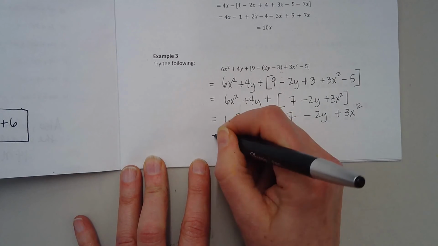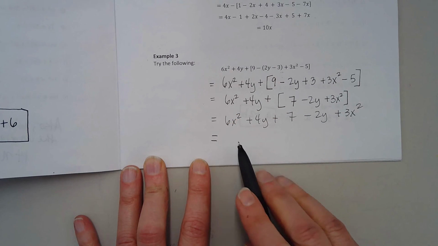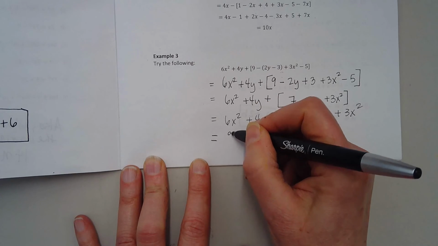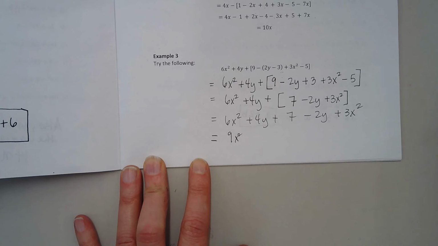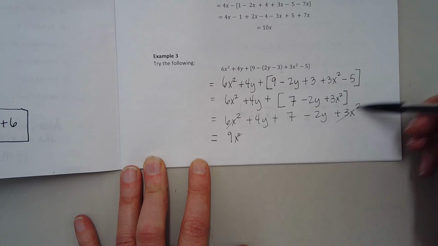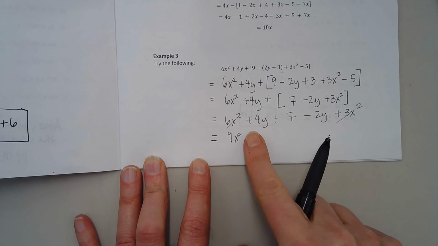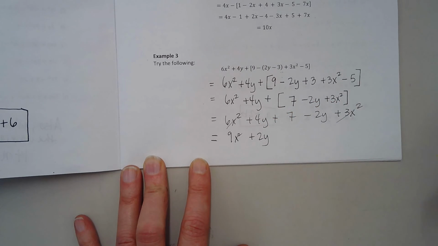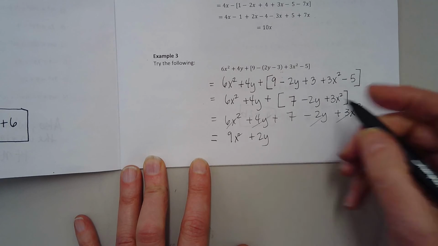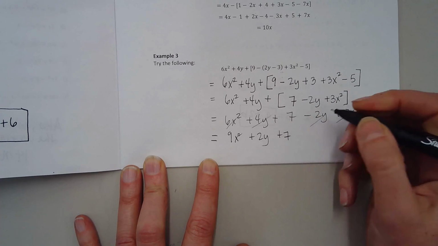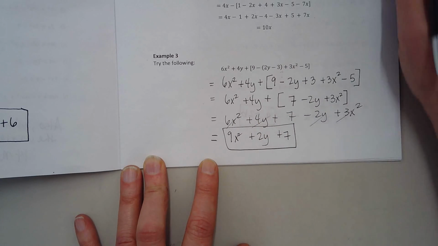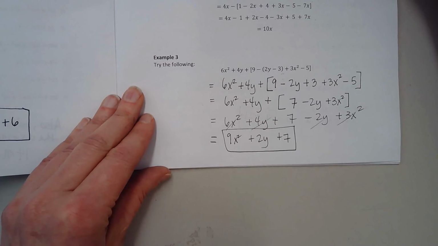My very last step, I have like terms of the 6 and the 3. They combine to be 9x squared. And then I have 4 minus 2, so I'm left with a 2y. And then my constant is 7. And that would be it. Can't do anything more, because now I'm left with unlike terms.